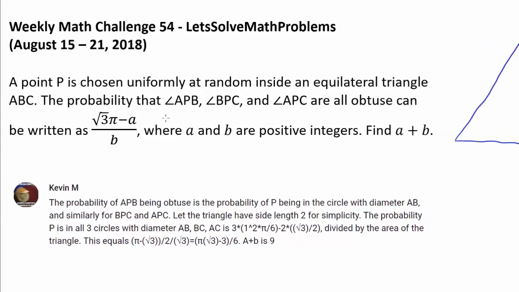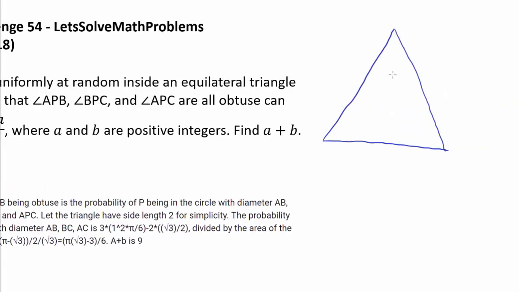Let's read on. The probability that angle APB, angle BPC, and angle APC are all obtuse can be written as this thing, where A and B are positive integers. Find A plus B. So we are picking a point randomly inside this triangle, so point P, and the triangle is triangle ABC.